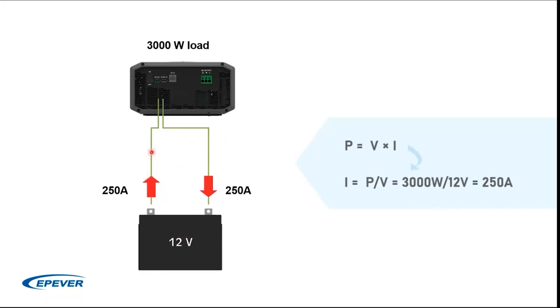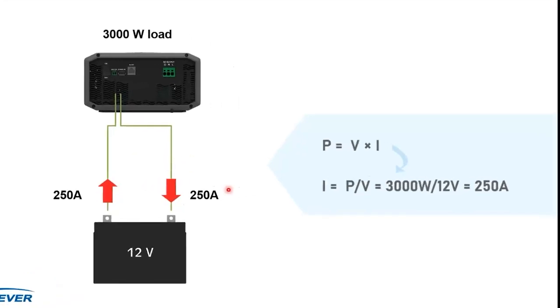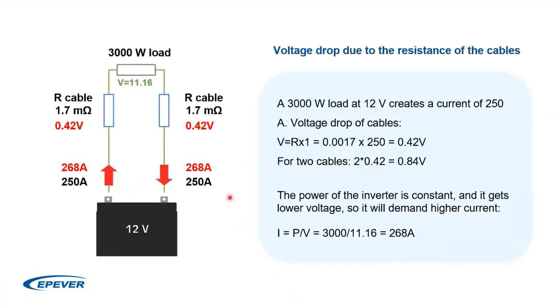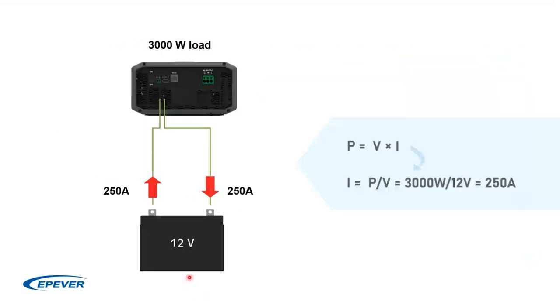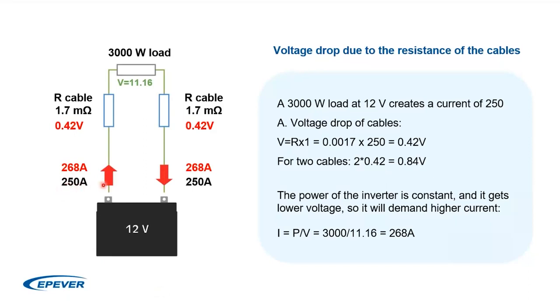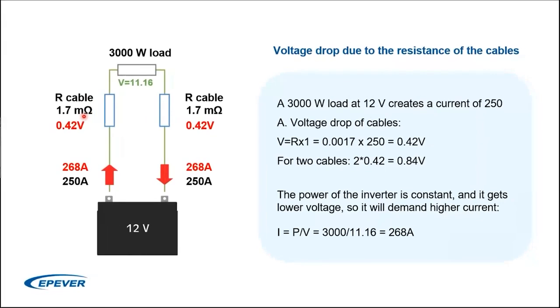But what about the resistance in the cables? Let's just assume that the cables are the only components that have resistance in the system. So when you have a 3000 watt load, then you will have 250 amps. And if this 250 amps goes through the cables, let's just assume that the cable resistance is 1.7 milliohm. Then this will consume energy and you will have a voltage drop in your system.